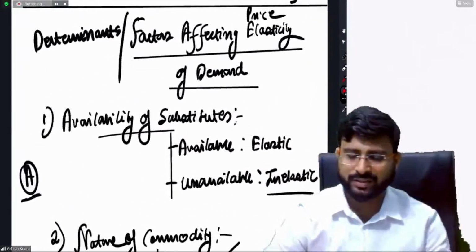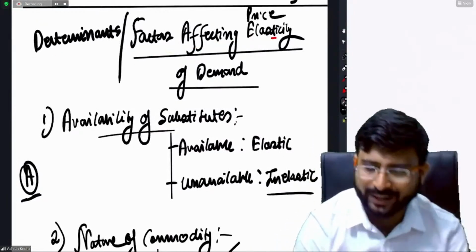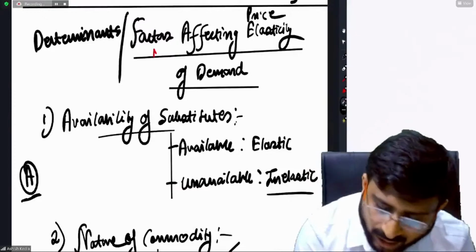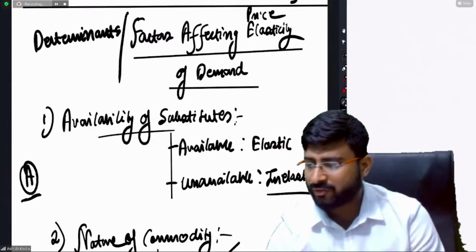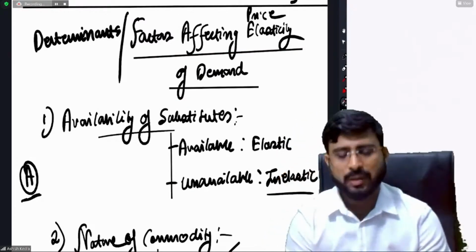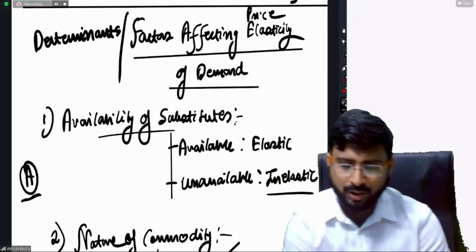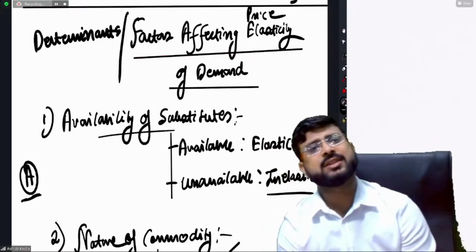Now, friends, having said this, we are discussing determinants of price elasticity of demand, or factors affecting price elasticity of demand. Now some theory will come.